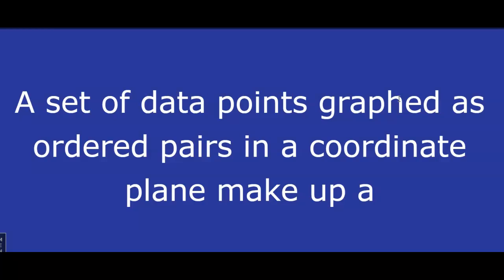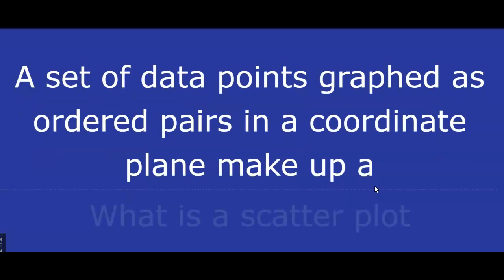A set of data points graphed as ordered pairs in a coordinate plane. So when you have a bunch of points all graphed together, they make up what type of graph? A scatter plot.